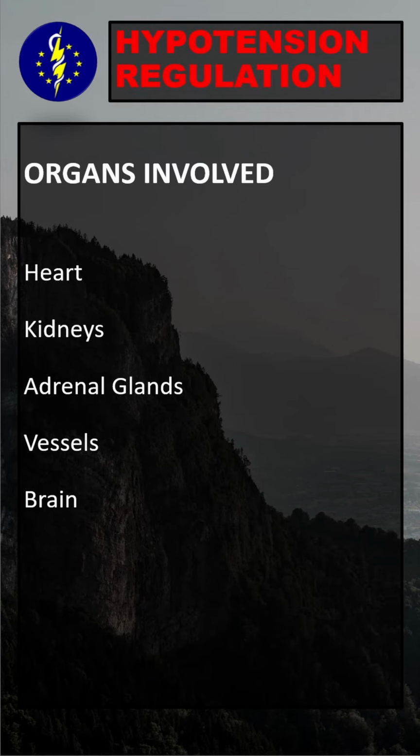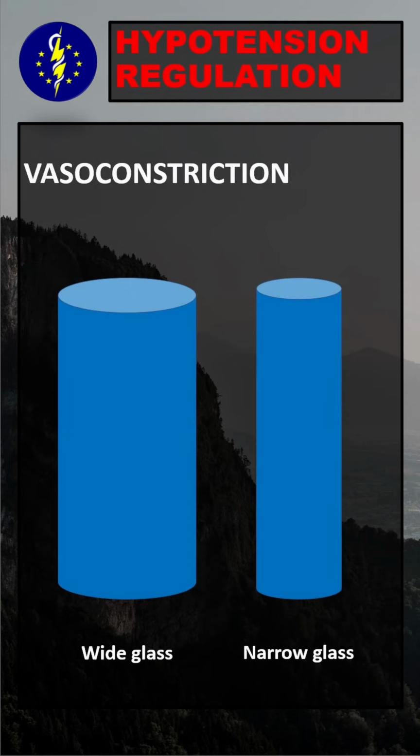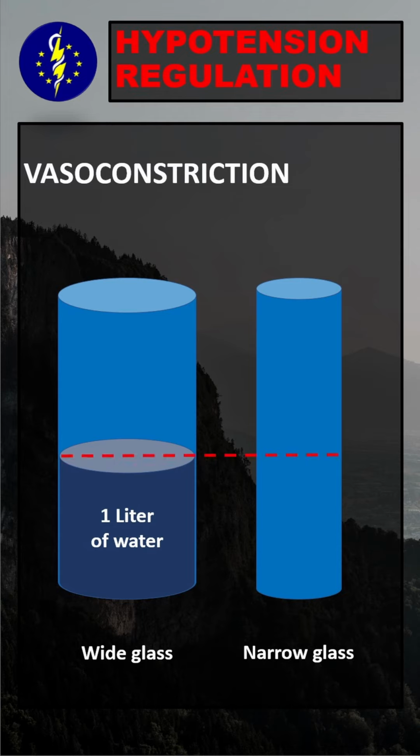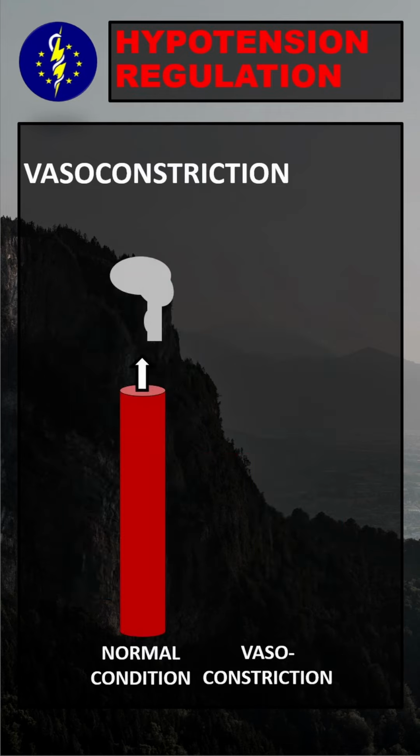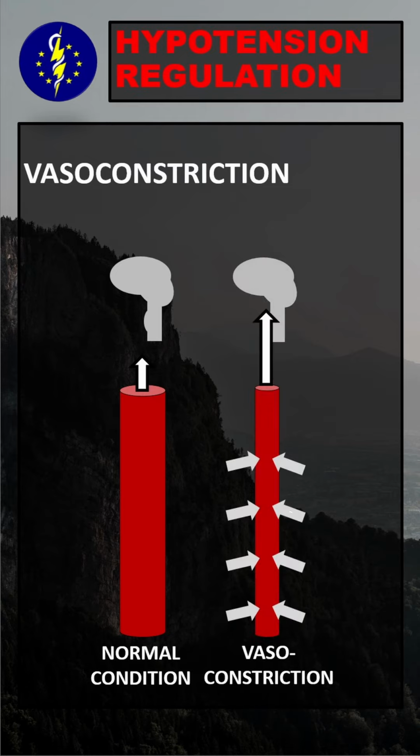Let's start off with the vessels. To understand what vasoconstriction is, let's look at these two glasses with different diameters. If you fill the wide glass with 1 liter of water, it will reach a certain level in the glass. If you fill that same 1 liter into the narrow glass, it will reach a much higher level even though the amount of water didn't change at all. In the same manner, blood in a wide vessel has a low blood pressure. If this vessel now constricts, the blood will reach the organs with a much higher pressure, even though the amount of blood didn't change at all.